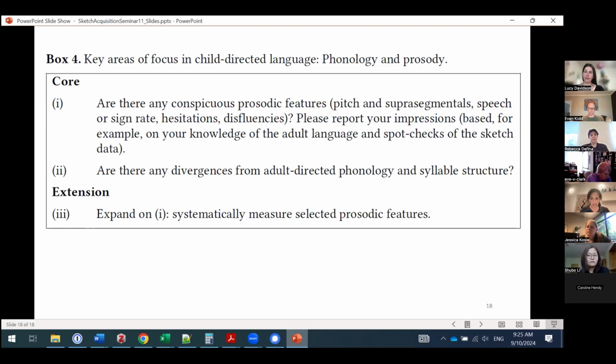and look for conspicuous prosodic features and report your impressions, and these noted divergences from adult-directed phonology, syllable structure, and also from younger child-directed to older child-directed. And then if you want to, you can expand on this to more systematically measure selected prosodic features that are coming out as being interesting.